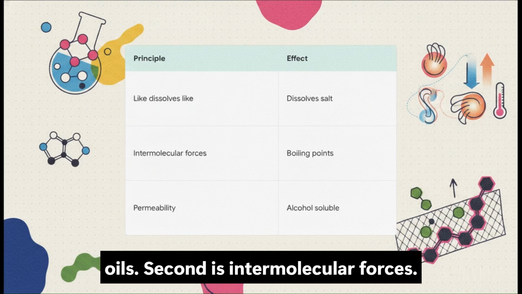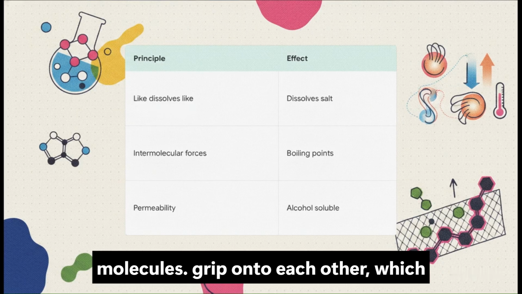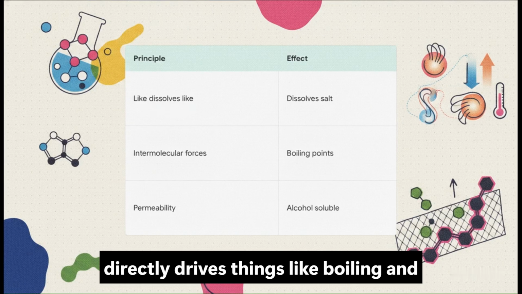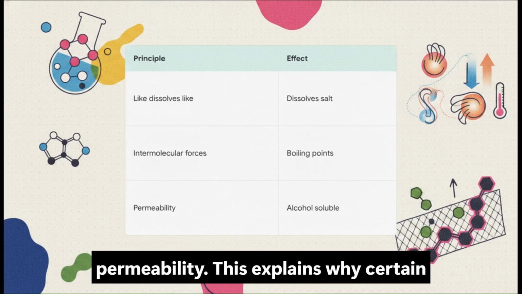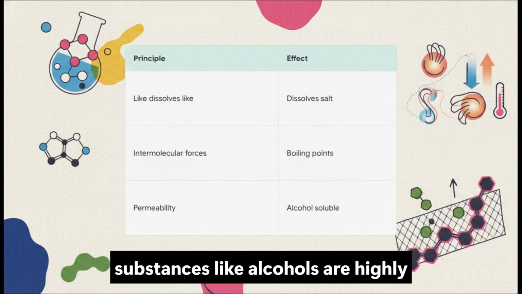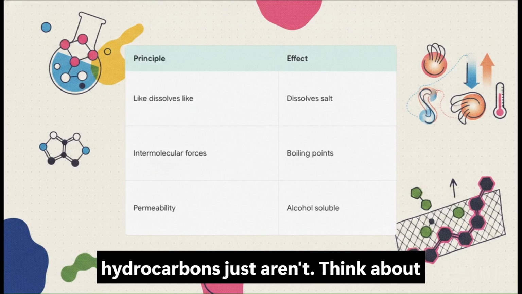Second is intermolecular forces. Polarity basically determines how tightly molecules grip onto each other, which directly drives things like boiling and melting points. And third, we have selective permeability. This explains why certain substances, like alcohols, are highly soluble, while strictly nonpolar hydrocarbons just aren't.